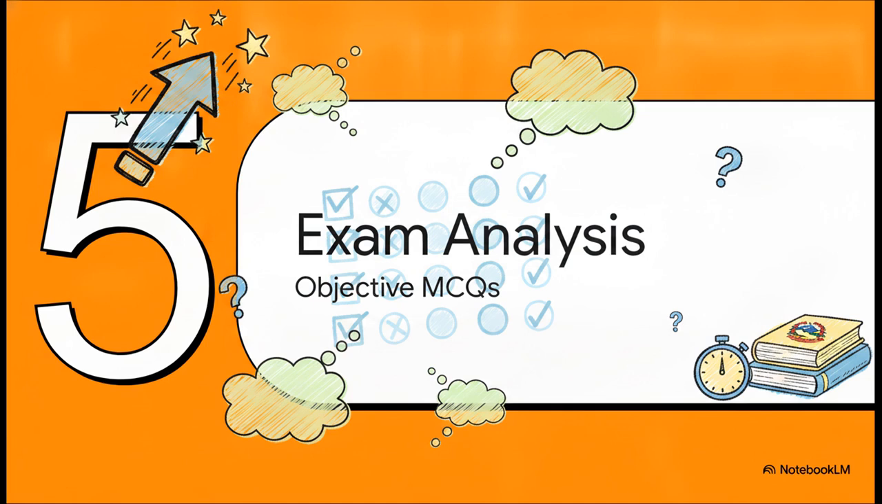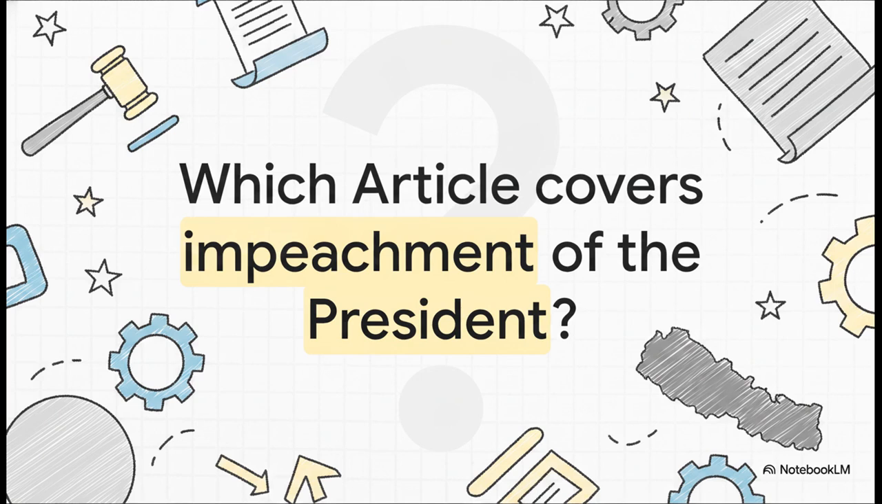Let's jump into Section 5, Exam Analysis. Time to shift from studying to testing, with a quick simulation of some multiple-choice questions you're likely to see. Okay, try this one. Under which article of the Constitution of Nepal can a motion of impeachment be passed to vacate the office of the president? This is a classic Loksewa question, testing your precise memory of those cross-references we just talked about.